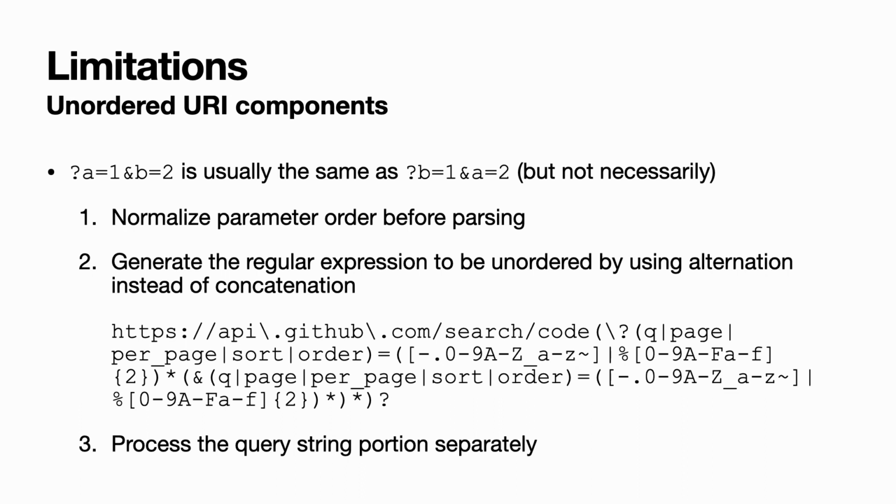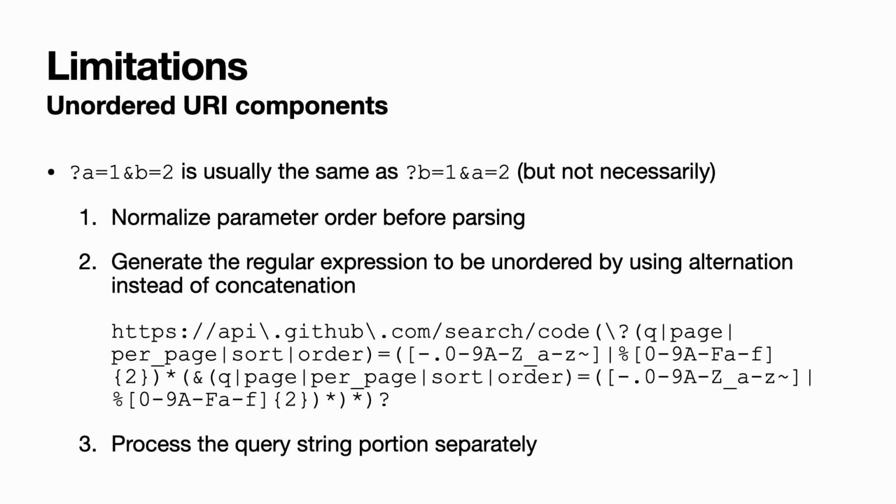The final limitation is dealing with unordered URI components. While the path component is ordered, the query string component is not necessarily ordered. It can be the case in many servers that any parameter can appear in any order. You can have A appear first or B appear first if you have both of them. This isn't necessarily true. Servers can be picky about the order, but usually they're not. And this is the behavior that I suggest.